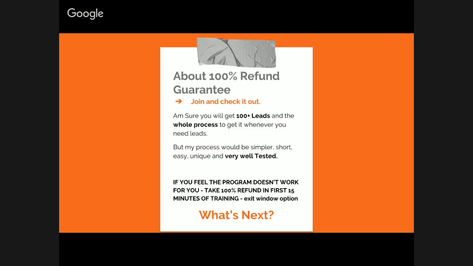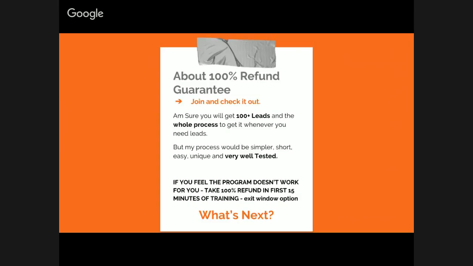Once the training starts, all the participants will introduce each other. After the introduction is over, I will start the step-by-step method to get leads. After you have got your first 20, 25, 30 leads, once you are confident to get leads, I will give you one exit window of 15 minutes. We would be taking a 15-minute break. In case you feel that the lead generation mechanism I told you about was a bluff, or you haven't gained any benefit from it, you can just tell me to refund your money, and 100% of your money will be refunded on the same day from my end.